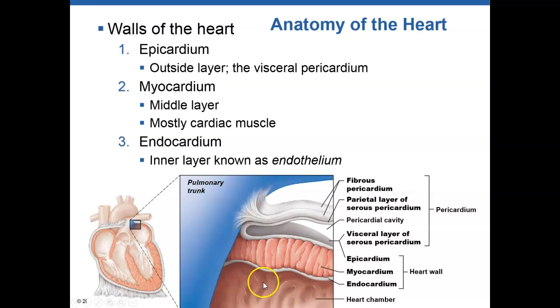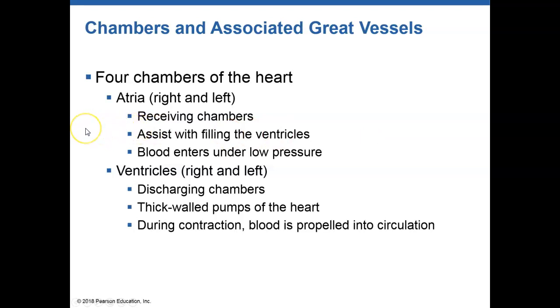And then inside is the actual heart chambers. So there are four chambers to the heart. We have two atria and two ventricles. Atria are known as your receiving chambers, while ventricles are known as your discharging chambers. The atria take in blood from the body, and the ventricles discharge blood to the body.